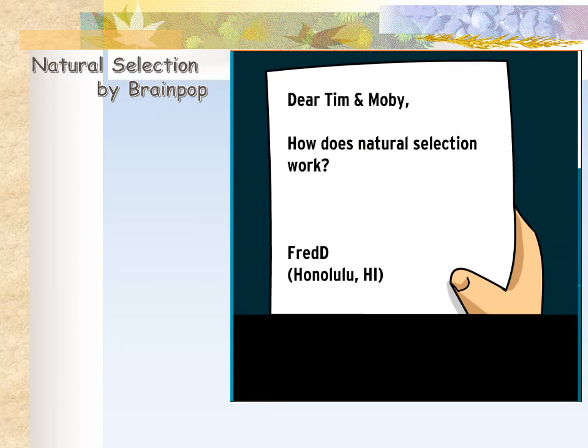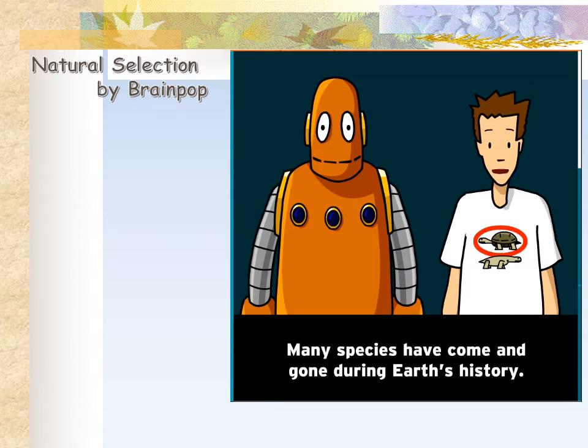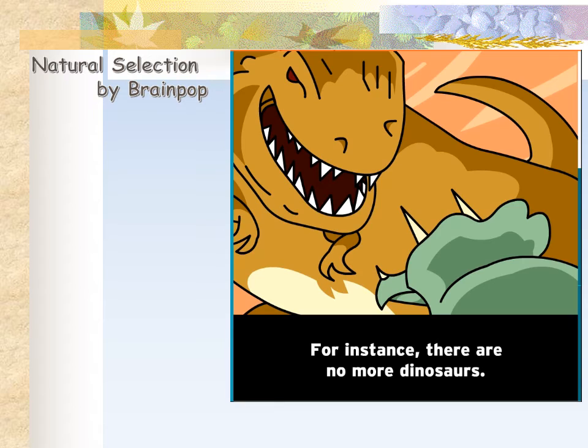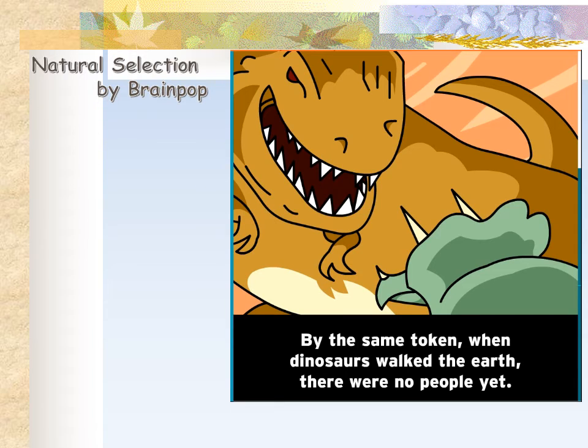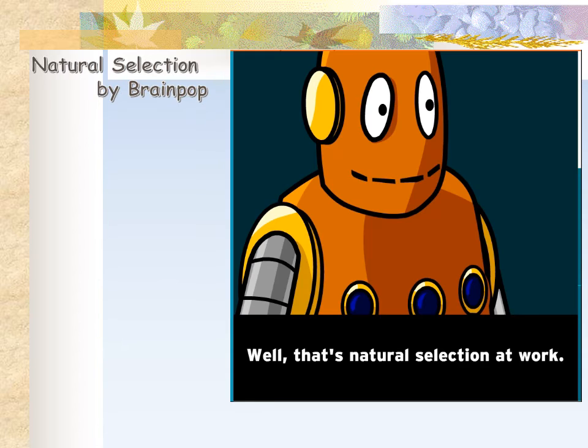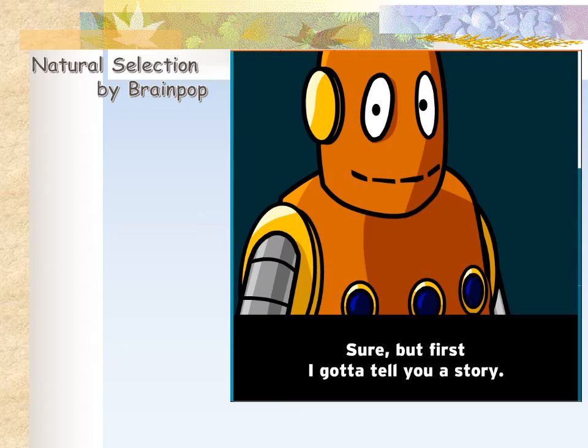Dear Tim and Moby, how does natural selection work? From Fred D. Many species have come and gone during Earth's history. For instance, there are no more dinosaurs. By the same token, when dinosaurs walked the Earth, there were no people yet. Well, that's natural selection at work. Sure, but first, I gotta tell you a story.